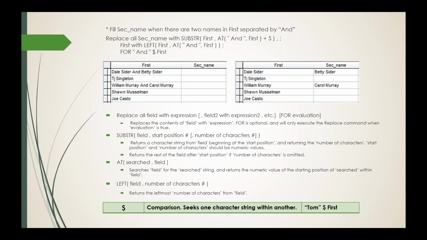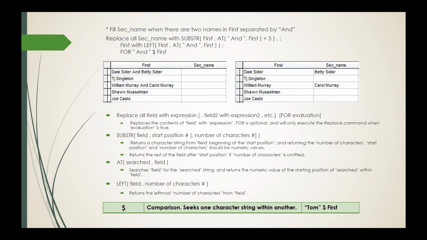So taking into consideration this first record here, we have Dale Cider and Betty Cider. If I was just to use AT and the space "and" space in first as my substring, what would happen is that AccuZIP would return in this scenario the very starting position of space "and" space. So for Dale Cider, his first name is 4 characters, then there's a space, and then 5 characters for his last name. So the starting position of "and" in this exact record is 11. It's starting at the 11th position of the first field.